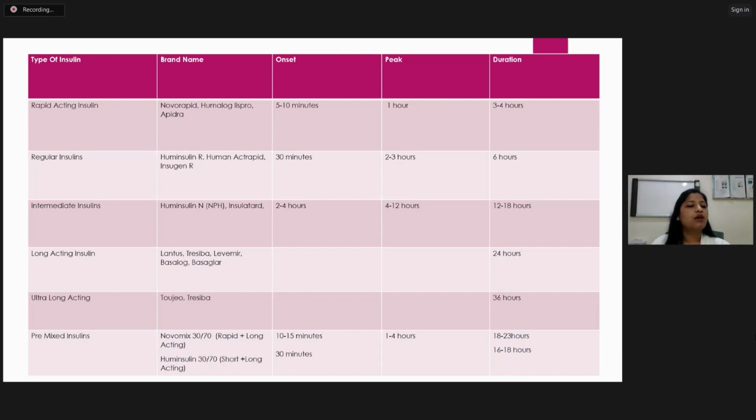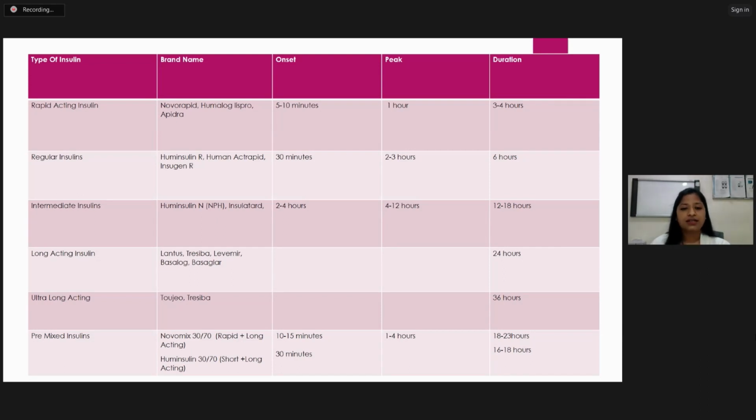Regular insulin, that is short-acting insulin: Insugen R, Human Actrapid, Human Insulin R. The onset is 30 minutes, so it needs to be given 20 to 30 minutes before the meal. Peak time is 2 to 3 hours and the duration is 6 hours. Intermediate insulin is Human Insulin N, that is NPH, Insulatard. It needs to be given before breakfast or after dinner. The peak is 4 to 12 hours and duration is 12 to 18 hours.